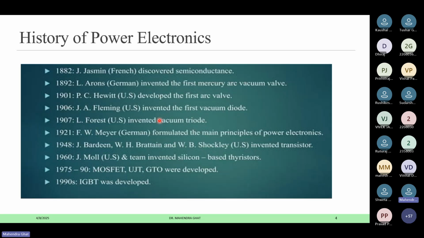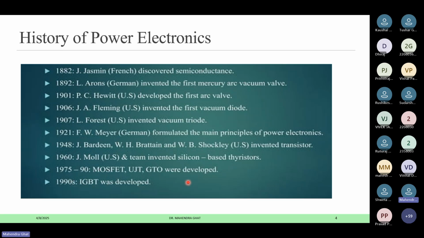Now, if you go for the history of power electronics, it started almost in 1882. At that time there was some discovery in terms of semiconductors. From there, many discoveries and evolutions happened in power electronics, and the last major evolution happened in 1990, when the IGBT was developed.